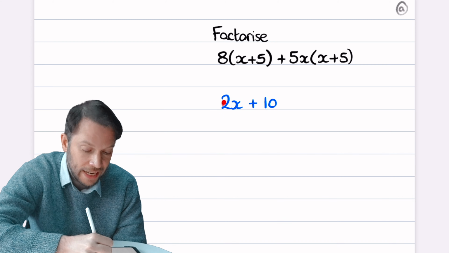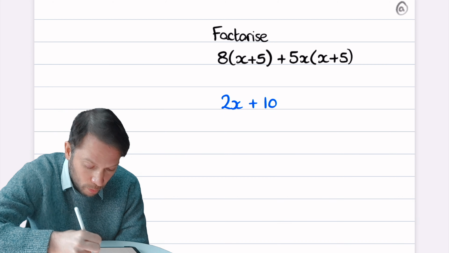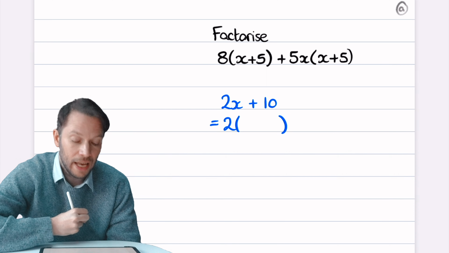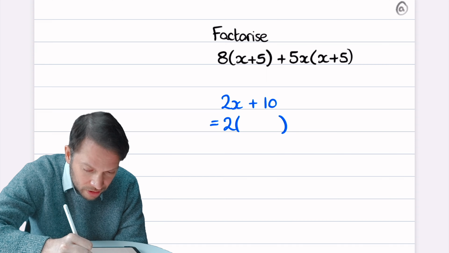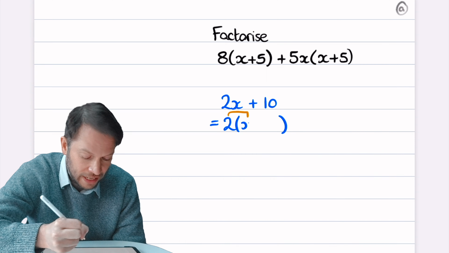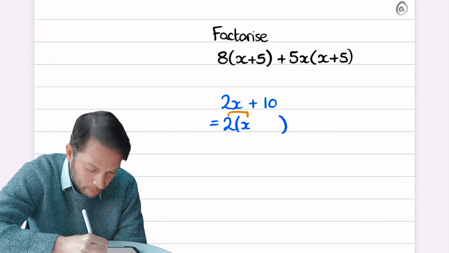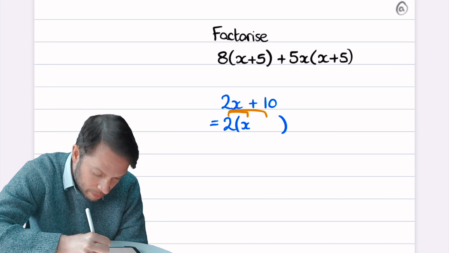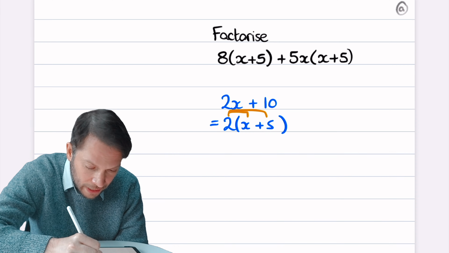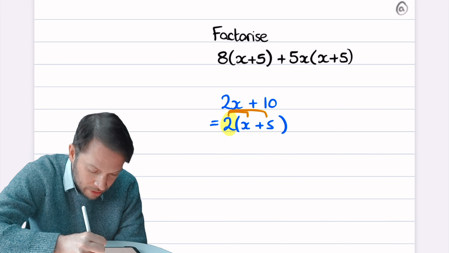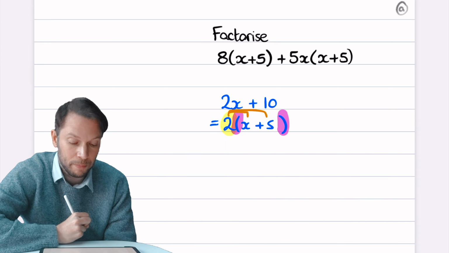Well, the 2 and the 10 have a common factor of 2. So what we did is we factored out the 2, we opened up a bracket, and then we said, well, 2 times what is equal to 2x? Well, it's just x. And 2 multiplied by what would expand to give the plus 10 above, where it's plus 5, right? So we put this common factor on the front here, and then we open up this empty bracket and think what's inside that bracket.